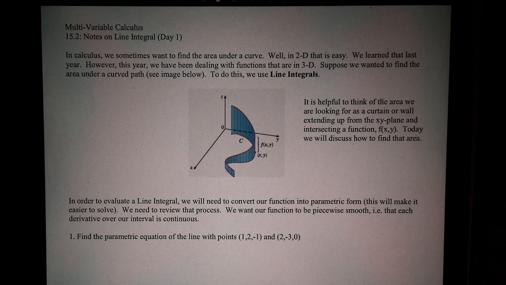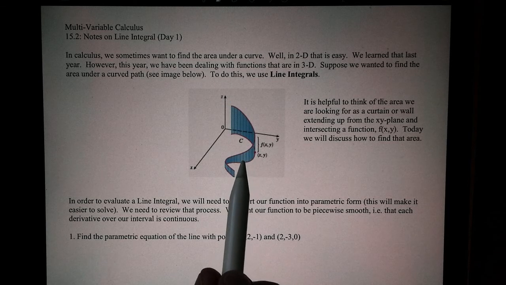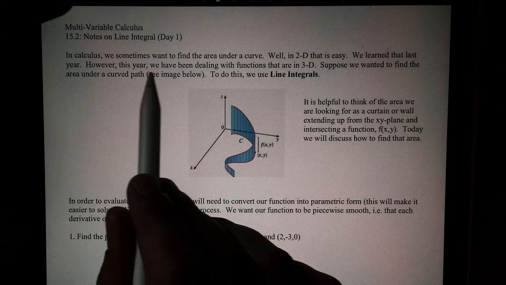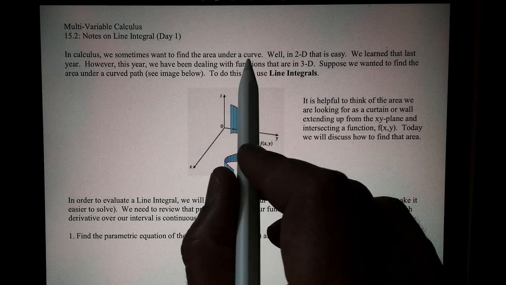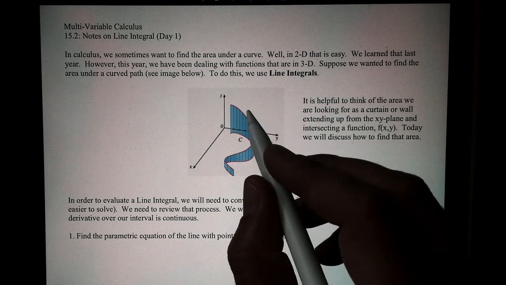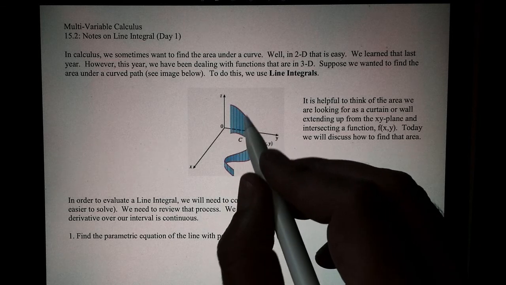Hello and welcome back. Today we're going to be taking a look at how we find the area underneath a path in 3D. We call this a line integral. So many times we want to find the area under a curve, such as the graph here below. We have this line, we want to find the area underneath here.